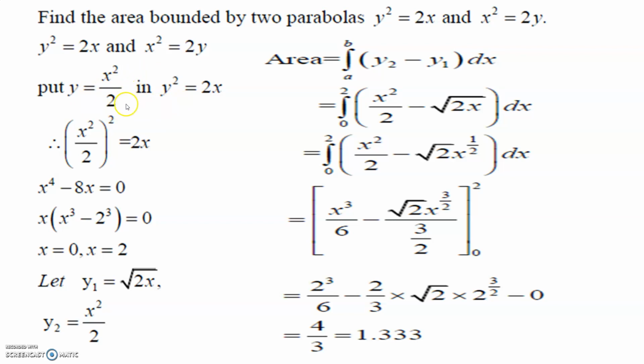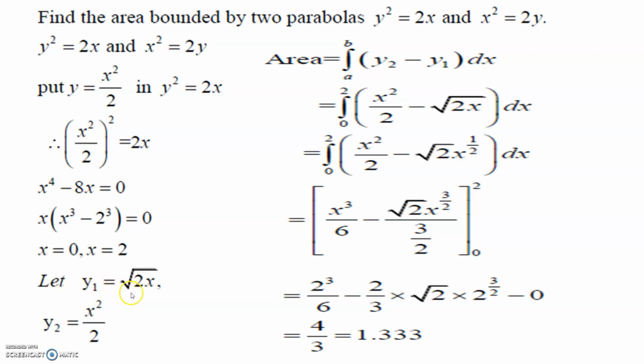Y is equal to x square upon 2. So we put this in the equation y square equals 2x. Instead of y square, we put (x square upon 2) whole square is equal to 2x. We have x raised to 4 minus 8x is equal to 0. X we have to take common. X (x cube minus 2 cube) is equal to 0. That means x is equal to 0 or x is equal to 2.